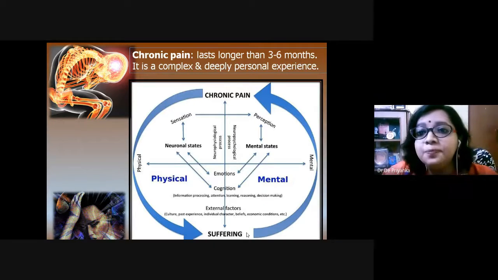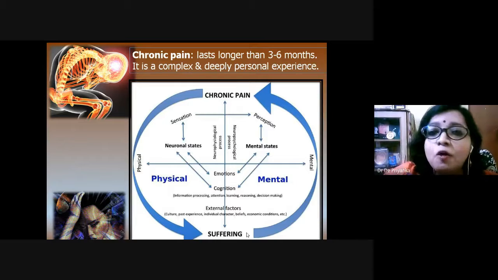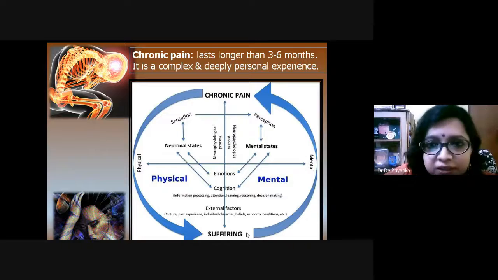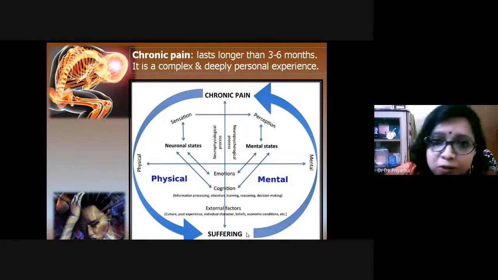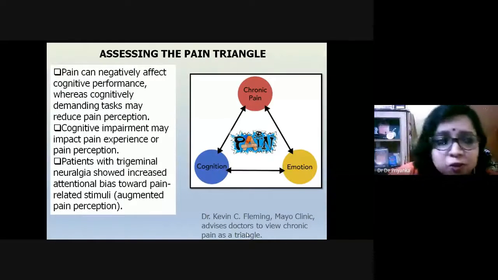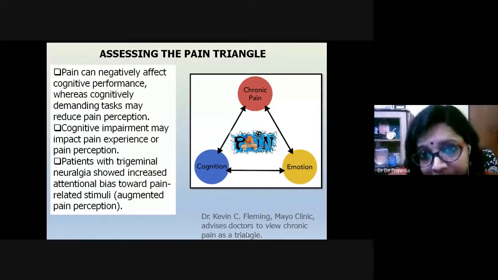So chronic pain is the subject of our study nowadays rather than acute pain, because acute pain we can treat it, but chronic pain is hard to treat. It is also chronic pain which gives us the concept of negative interpretations of life, including depression.